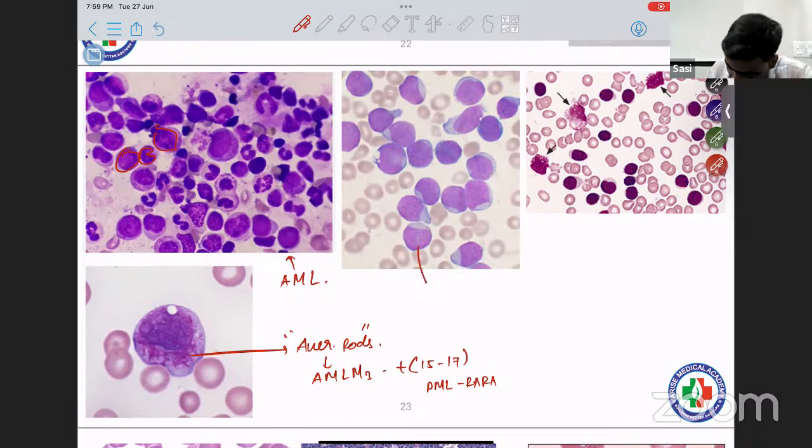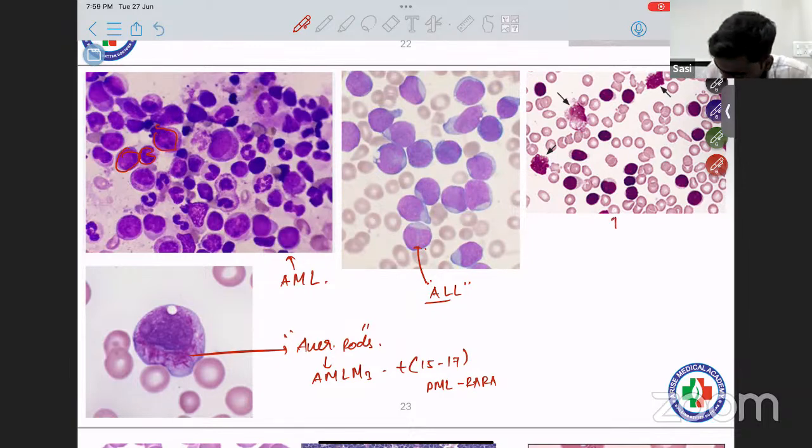Next one, if you see these immature cells which are mostly looking similar, what do you think of? You will think of ALL. And we know the most common cause of leukemia in the case of Down syndrome is ALL. And this ALL is most common in children. Remember these 2 points. Fine.